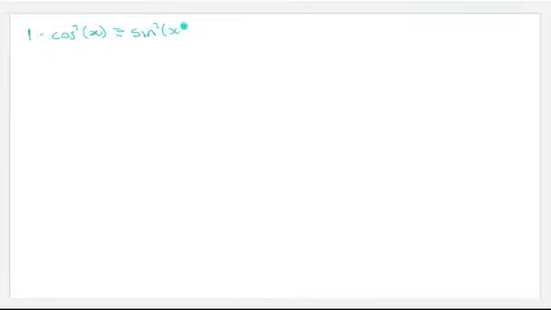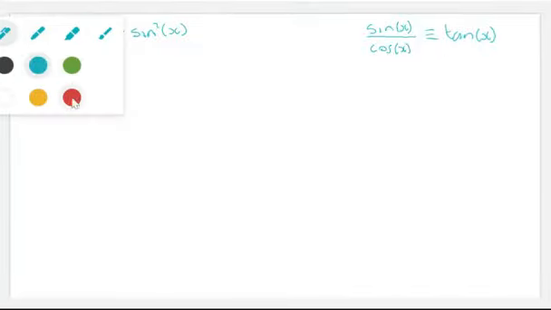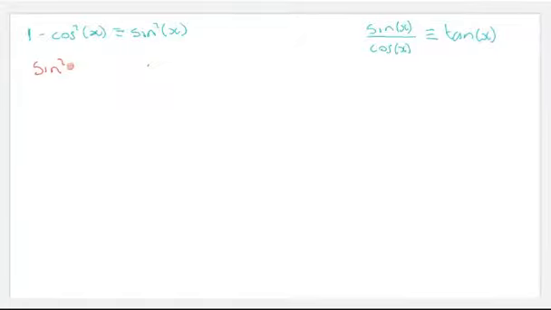Other way around. Sine x over cos x equals tan x. Sine x over cos x is identical to tan x. So this is useful. And yeah, 1 minus cos squared x is sine squared x. Absolutely. There's just the other variation that we have: sine squared x plus cos squared x is identical to 1.